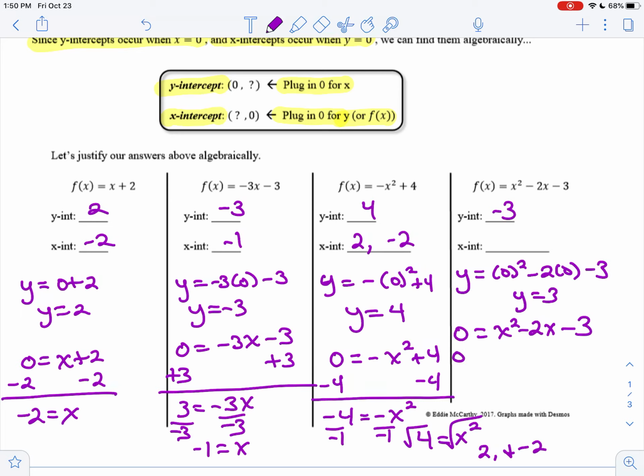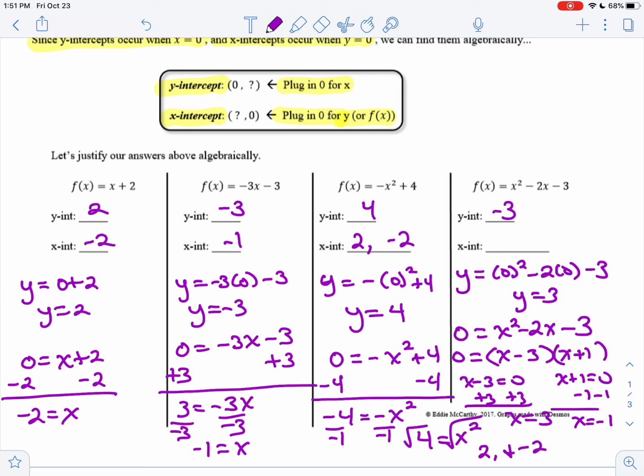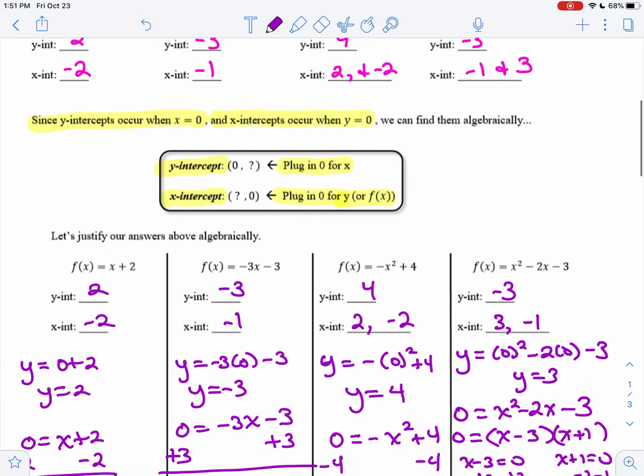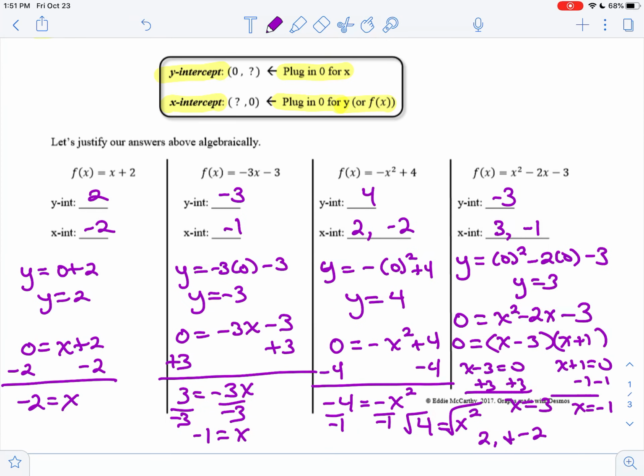Now when 0 equals x squared minus 2x minus 3, to get the intercepts, we're going to factor. So 0 equals x times x, and -3 would be -3 plus 1. Let's see if that works. -3x plus 1x is -2x. Then you can set each factor equal to 0. And when you solve, you get x equals 3 and x equals -1. So 3 and -1. And those should match what we saw above.